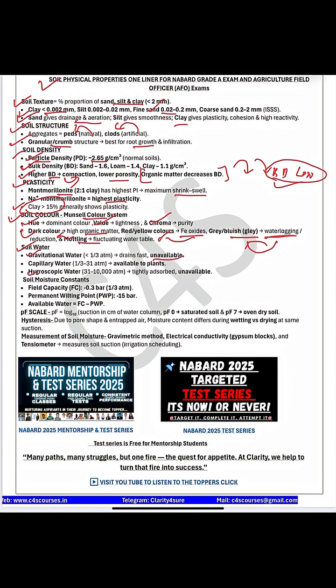Next is soil water. So please remember, gravitational water and hygroscopic water are not available to the roots. Only the capillary water that is present between 1/3 to 31 atmosphere is available to plants.